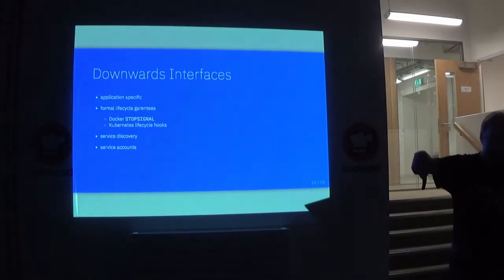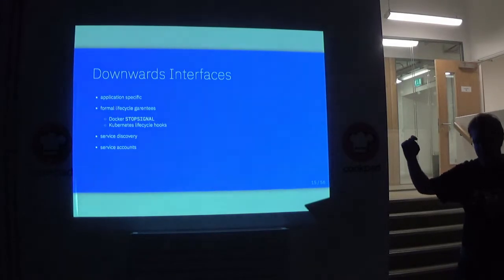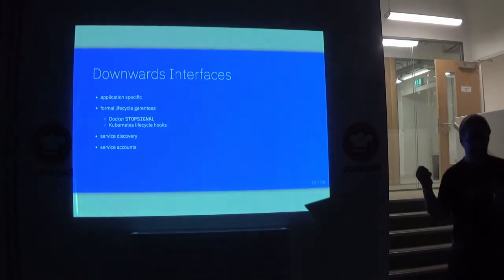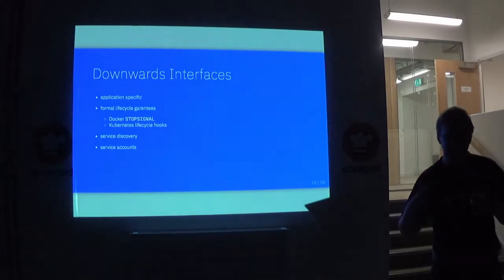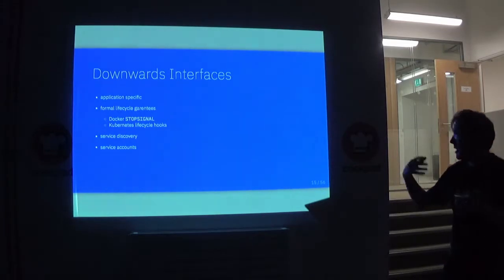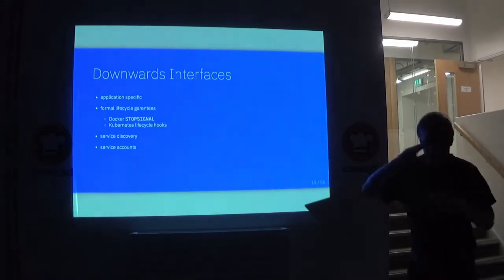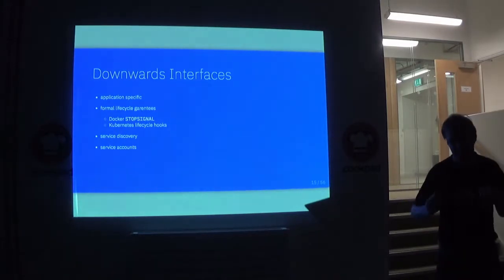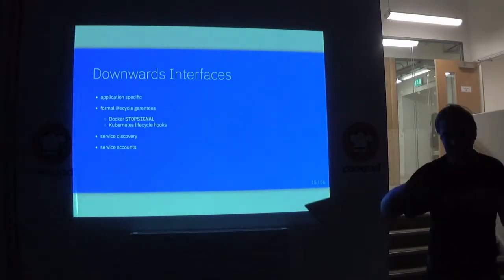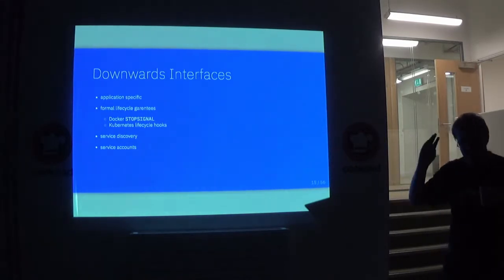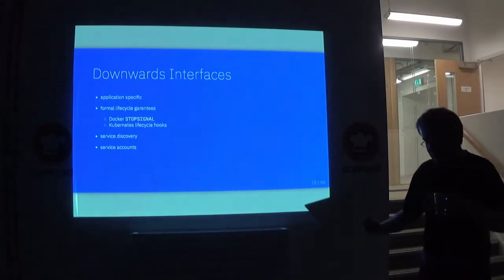Then there's the downwards interface. This is the way that our application can pull in information, I guess, that it wants from the environment. So there's application-specific stuff. Maybe you've got environment variables to tell your application what its database password is. You've got environment variables to say, run in production mode, please, or run in debug mode, or something like that.